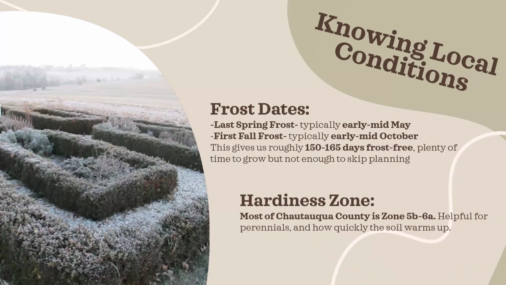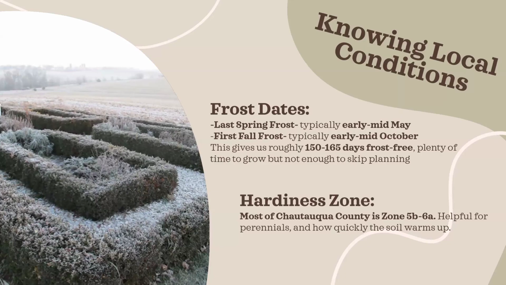Knowing our local conditions. One of the things you want to think about when garden planning and seed planning for the season is frost dates. Most of you who have been around for quite a while in the local area probably know your conditions pretty well, but most of Chautauqua County falls into these hardiness zones of 5B through 6A. That's helpful to know for things like perennials and how quickly the soil warms up or how slowly it might warm up here. And so we want to think about frost dates as part of that. What that means is just when are we done with our frost season and when can certain plants be planted in the ground outside.